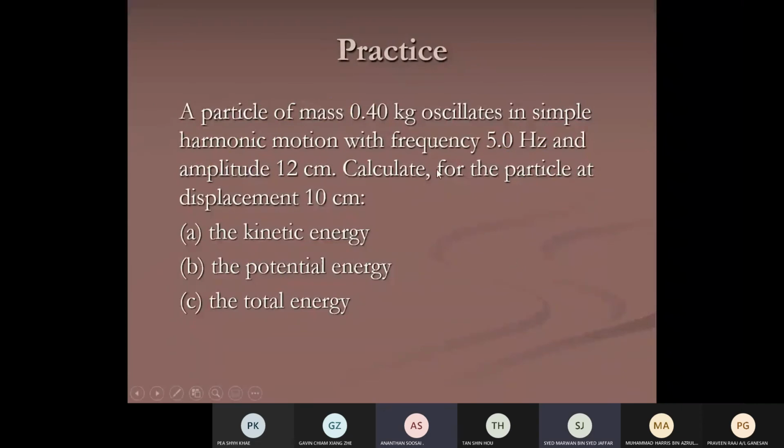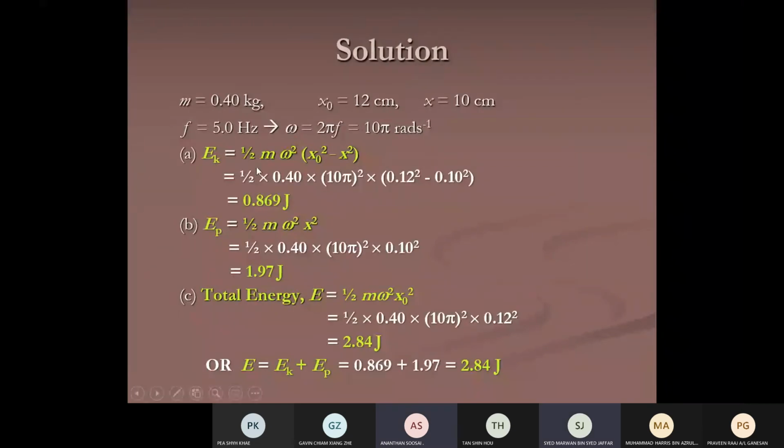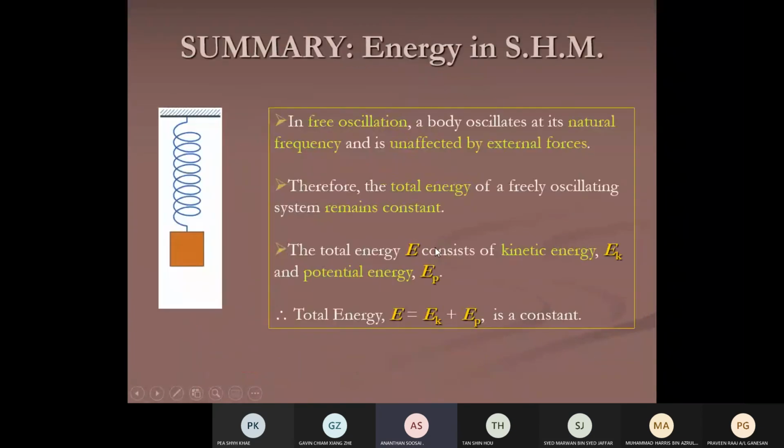Okay, this is practice the same way. Find the kinetic energy, potential energy, total energy. Use the formula, you can get the answer. Okay, we skip this. So you can check the working. It's the same style.